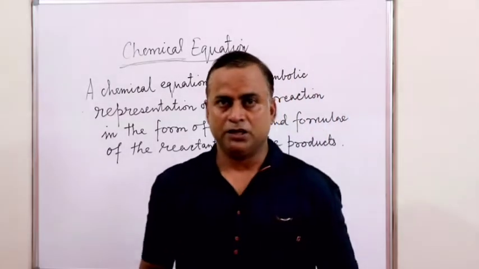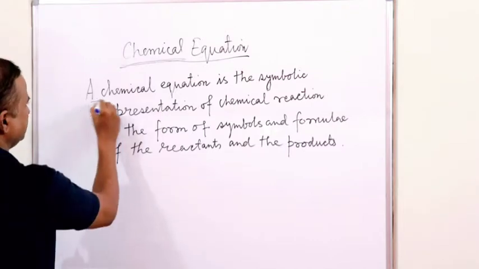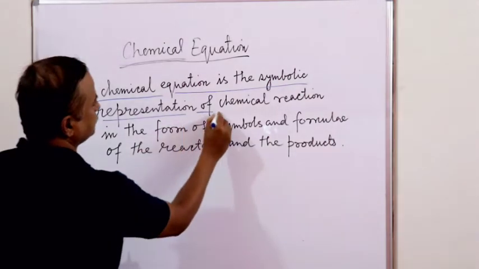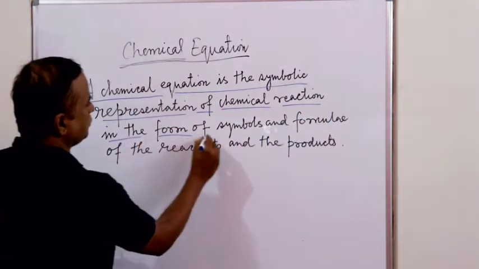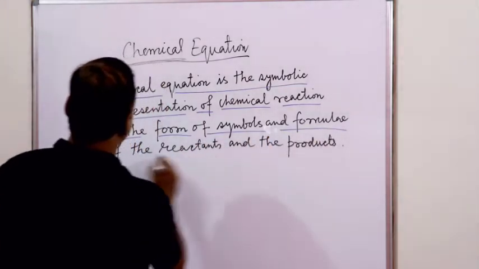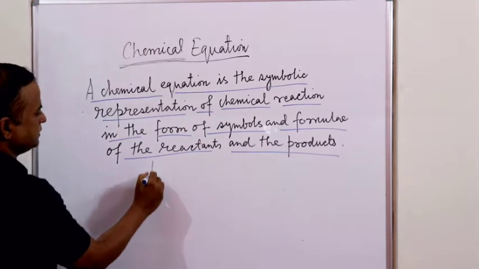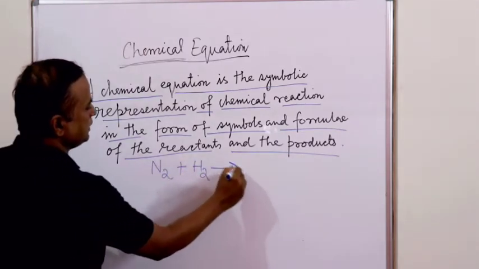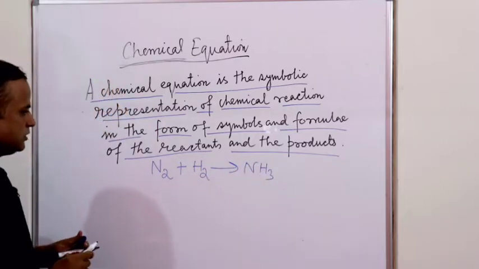So what is a chemical equation? A chemical equation is the symbolic representation of a chemical reaction in the form of symbols and formulae of the reactants and the products. Suppose if we write it in this way, N2 plus H2 giving NH3. So this is a chemical equation.